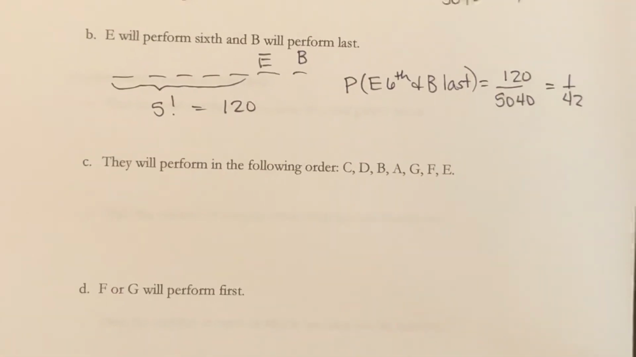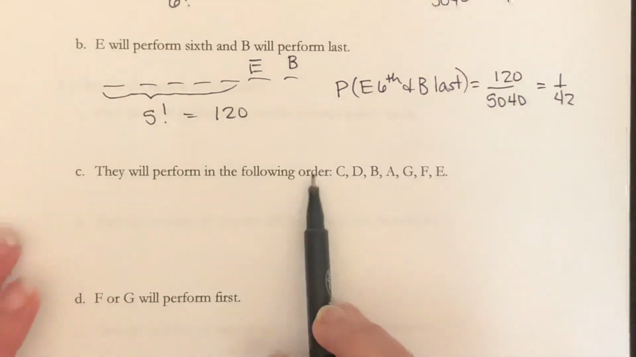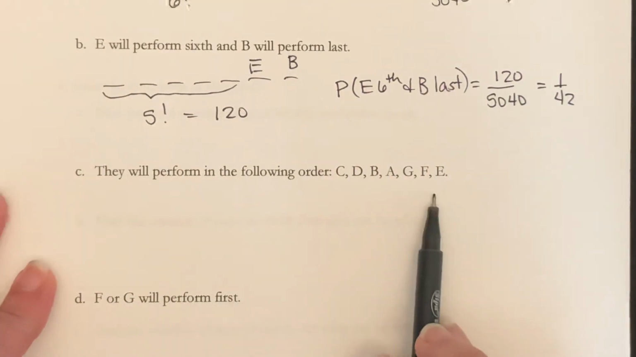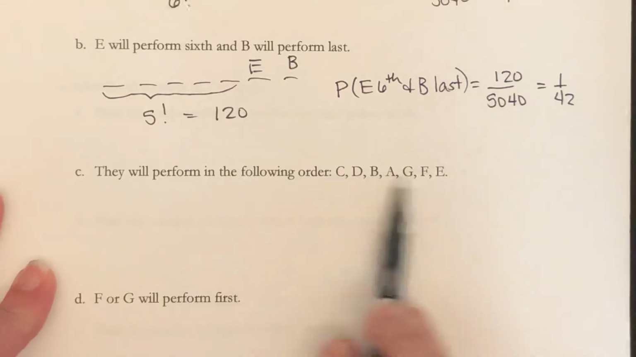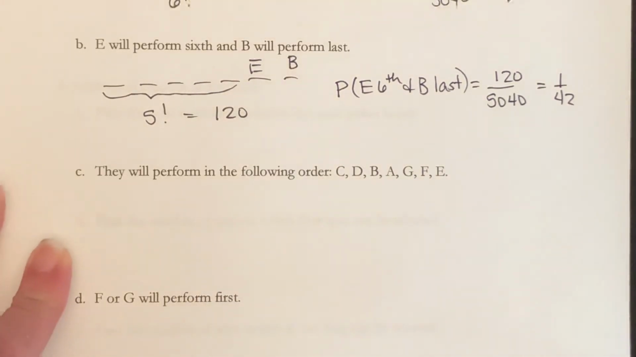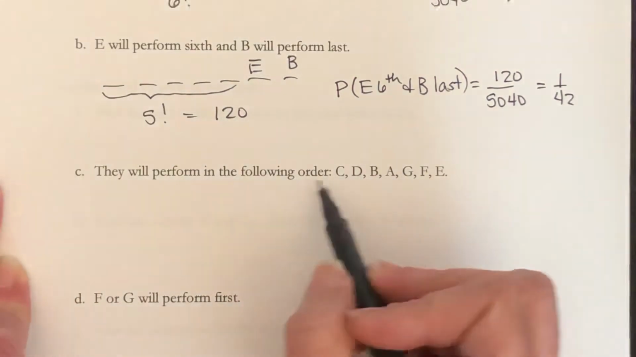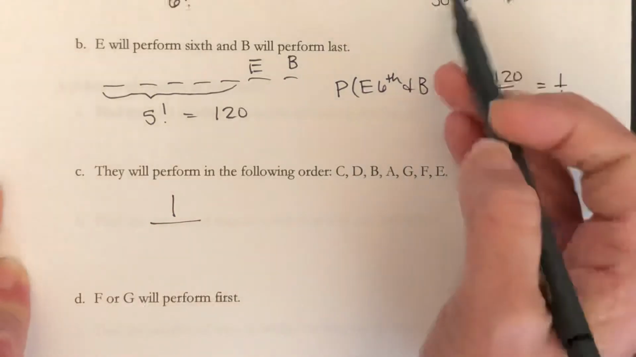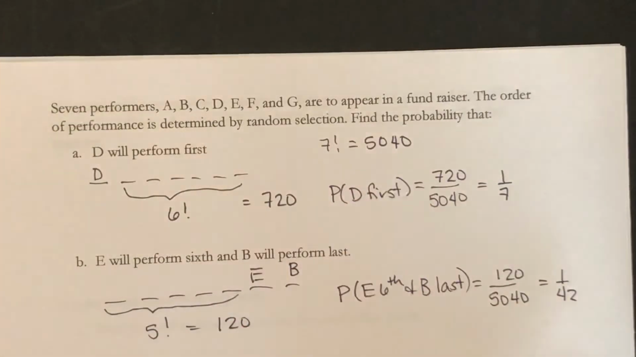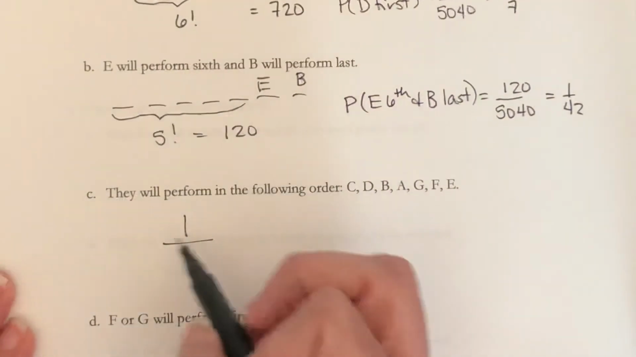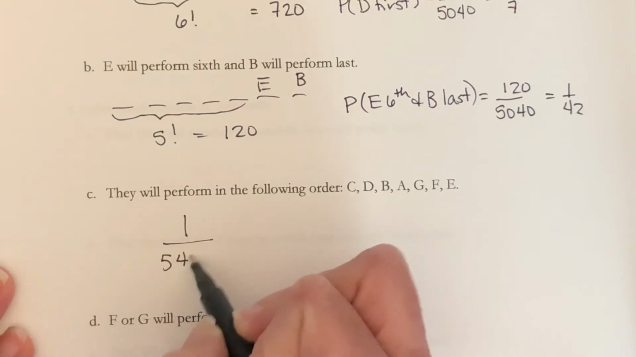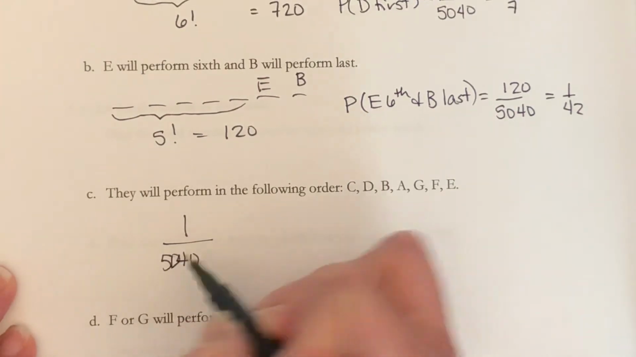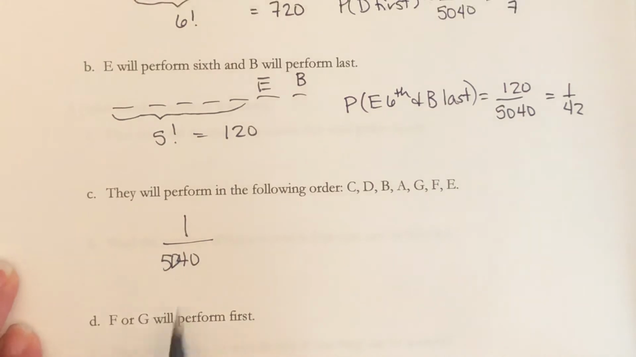Okay. Now, what is the probability that they perform in exactly this order? Well, there's really only one way they can do that, right? I mean, the order is given to us. There are no choices, no way to rearrange anything. So the number of ways this can happen is 1. So it's one way out of the 5,040 possible ways to line up. That's the only way this can happen. So the probability of that is 1/5040.